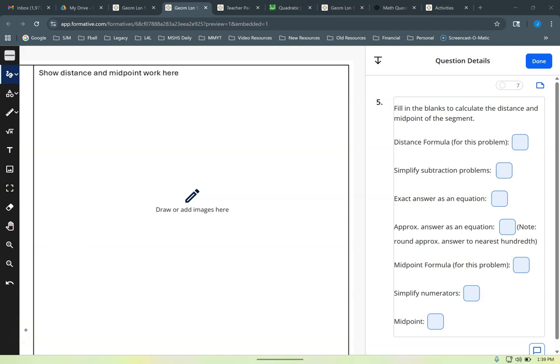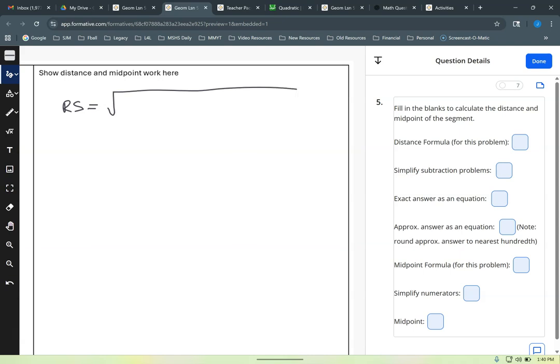Okay, so we're going to write the distance workout. We're not going to type it into formative just yet. I'm going to let you go back and type it into formative. But I want to show you something with this question. So let's set up a distance formula. So we're going to be working on segment RS. And I need a nice long square root sign.